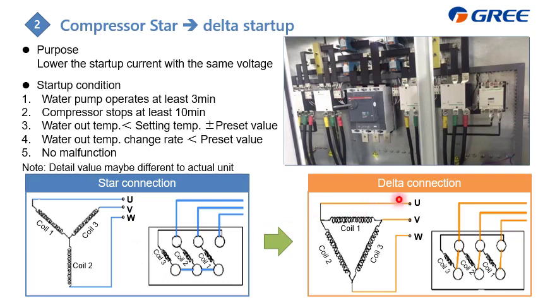And for the delta, we change it like this. For U to V, there is only coil 1. For U and W, also only coil 2. That means the voltage has no change, but the resistance is less. Then we get a higher current, which is in the stable operation. We need to apply this connection.